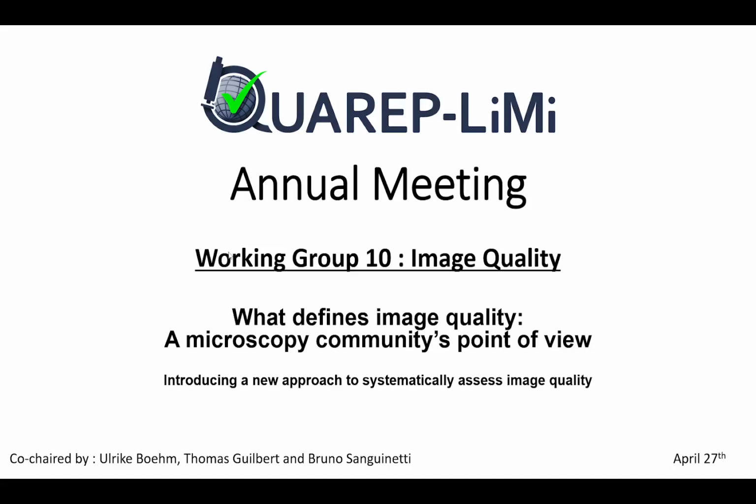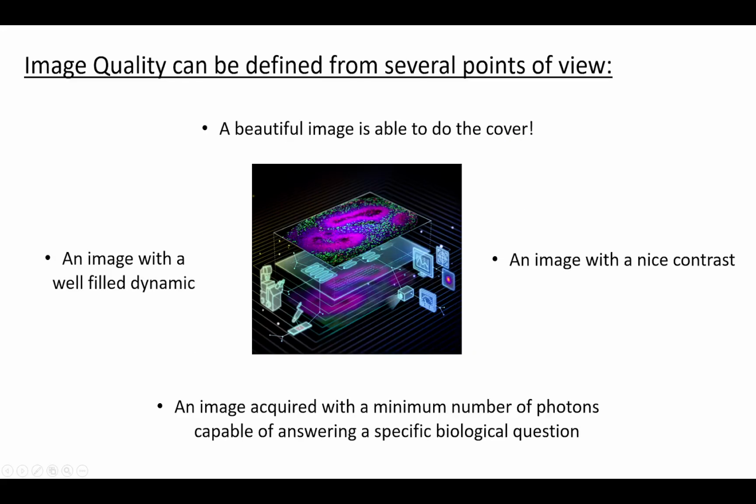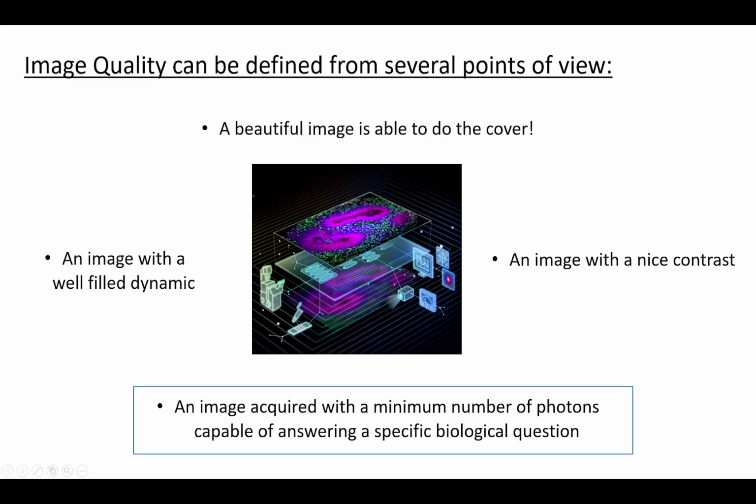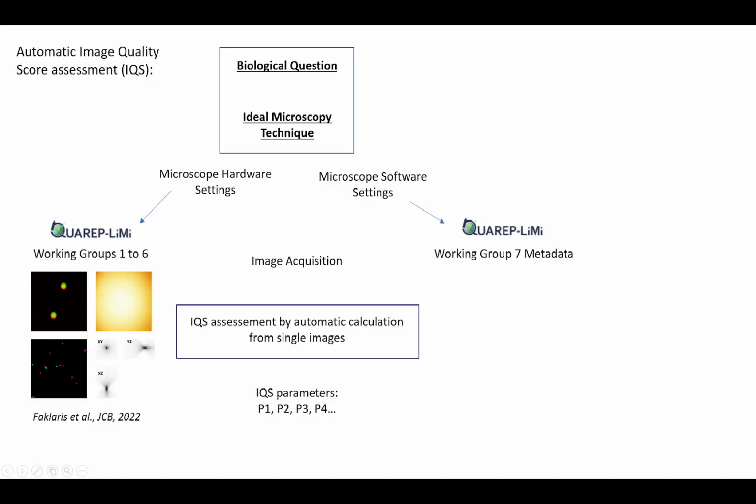Of course, image quality can have as many definitions as there are microscope users. Here we will try to focus on the one that states that a good image quality in the field of light science is an image acquired with a minimum number of photons capable of answering a specific biological question. And this is how we proceed. At the center is the biological question that microscopy can answer using the appropriate technique.